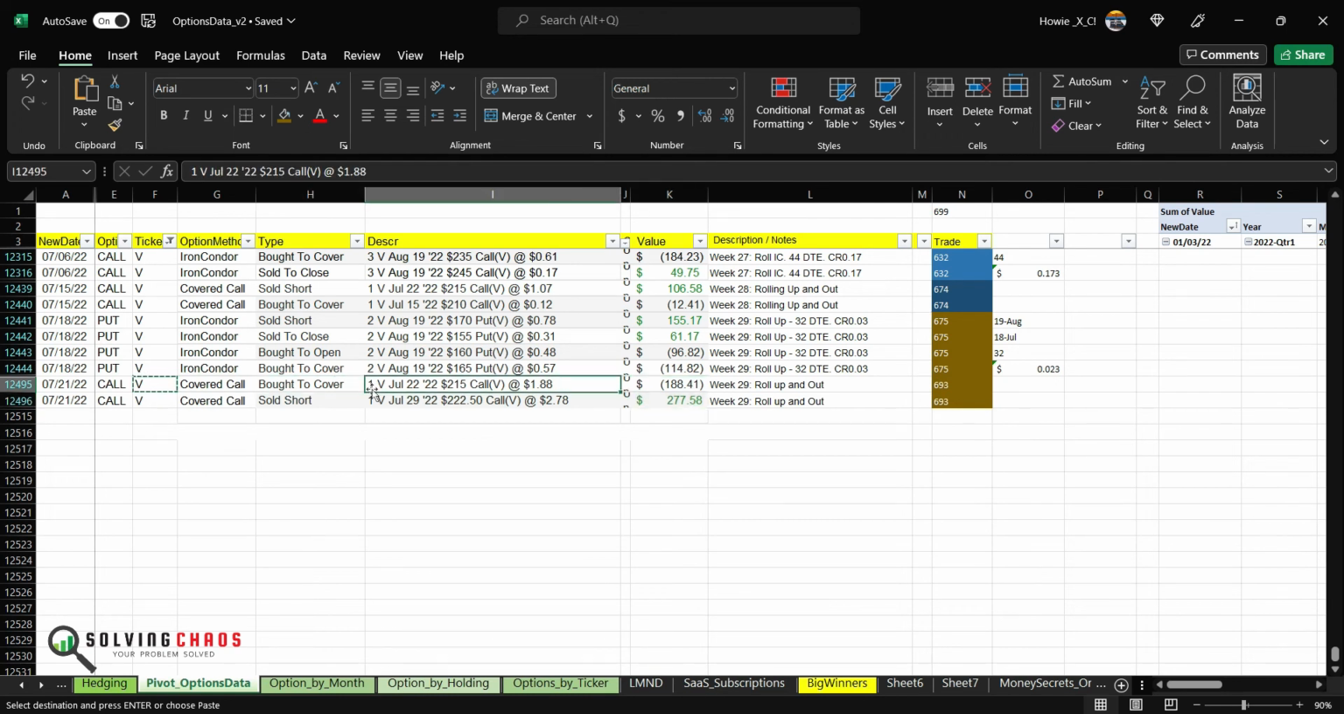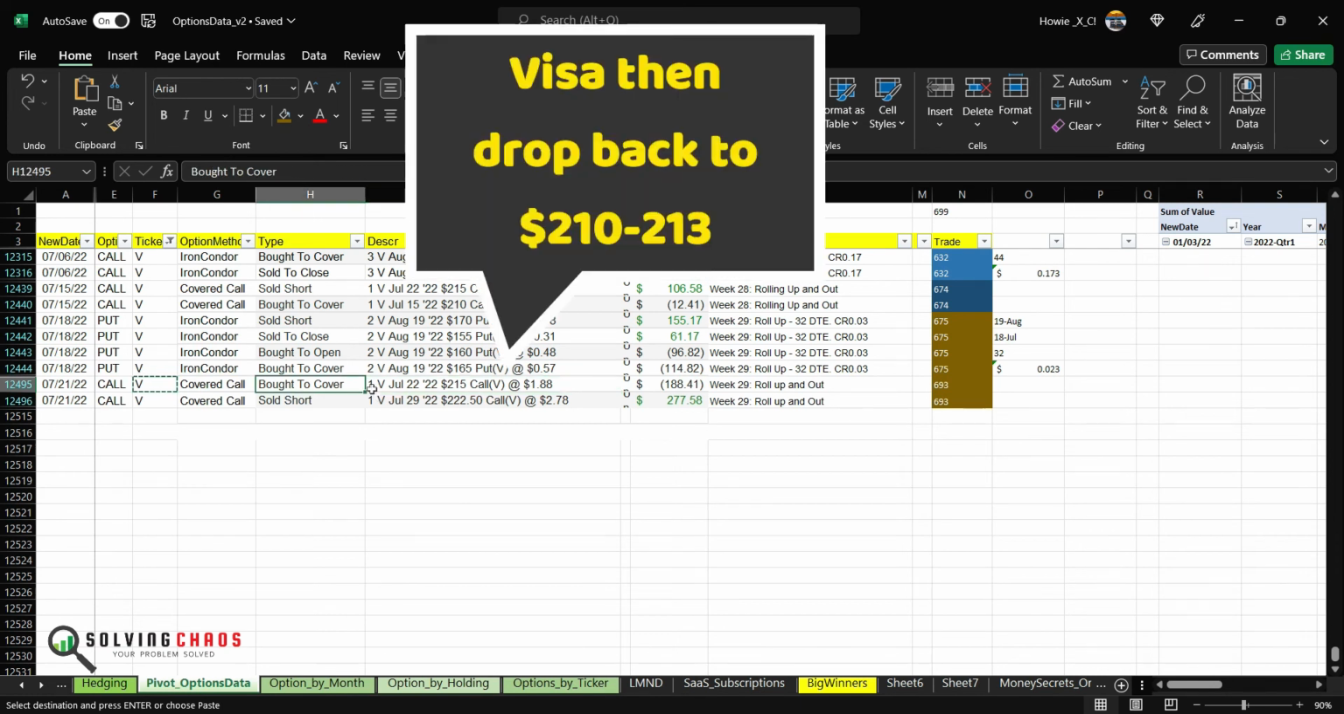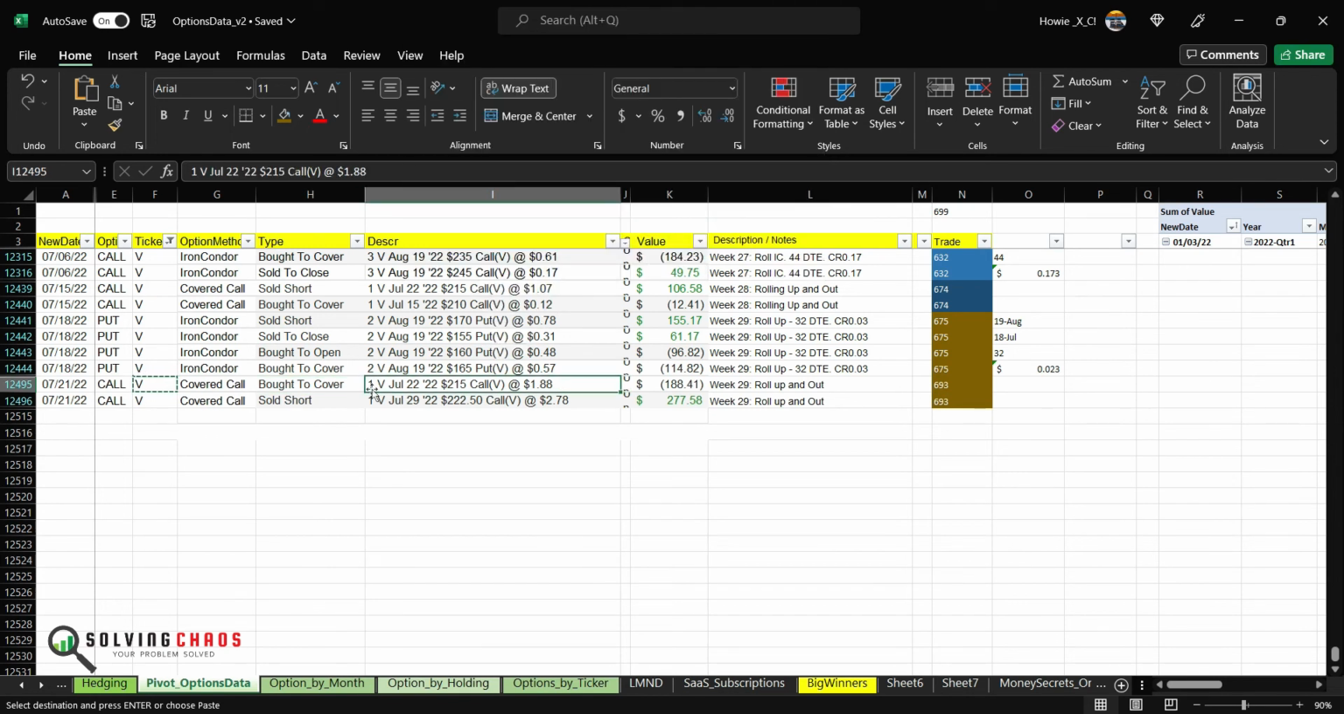But what happened was Visa did go past. I think it hit like 217 or 218, and I was worried it was going to expire in the money. And so I had to roll it out, and that's what I did. But I was wrong on Friday because the market was down. I think it closed under 215. If I didn't roll, I would have been fine. I would have made more money if I waited, but I didn't want that extra risk.